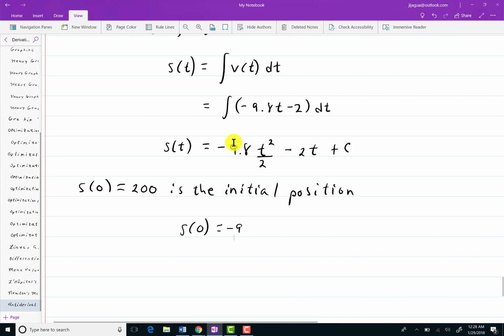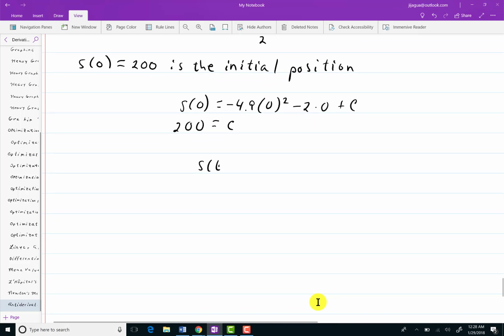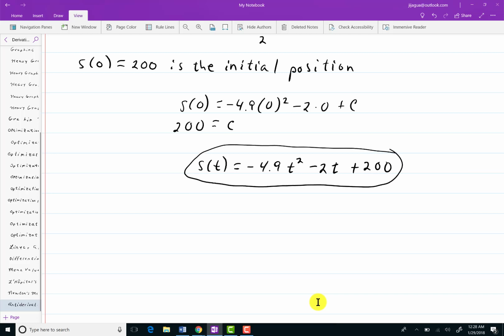S of 0, according to this formula, is negative 9.8... Now that I think about it, I'm going to simplify that negative 9.8 over 2 and make it negative 4.9 t squared. So this way, I'll have negative 4.9 times 0 squared minus 2 times 0 plus c. All those things zero out, and I end up with c equals 200. So my formula for position is negative 4.9 t squared minus 2t plus 200.